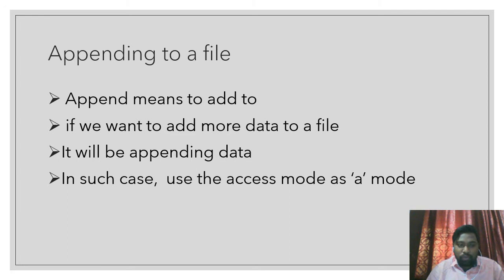So how are we going to add that kind of data in the Python language? We are going to use the data filing concept called appending. Append means to add to. We can add something to a particular thing. If we want to add more data to a file, what can we do? There is a format using the access mode called A, which helps us to add more data in the file. It will be called appending data.